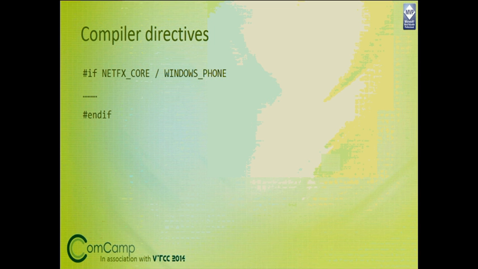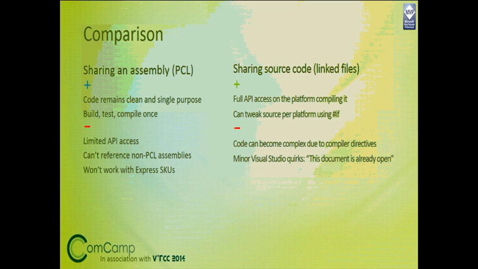But I kind of don't like having if-then statements or compiler statements in a code file. So we have seen that you have two different ways to share code between Windows and Windows Phone applications. And what are these? Basically, you can share an assembly using a portable class library, or you can share code using linked files.